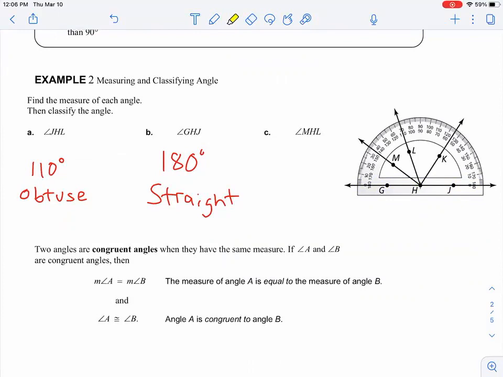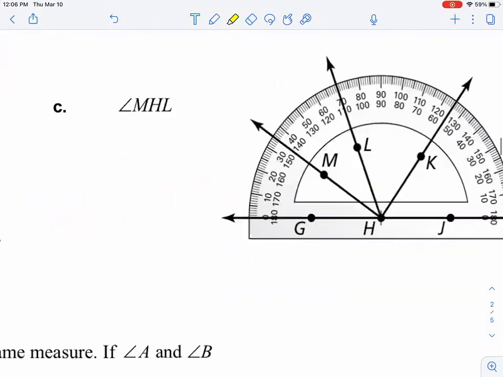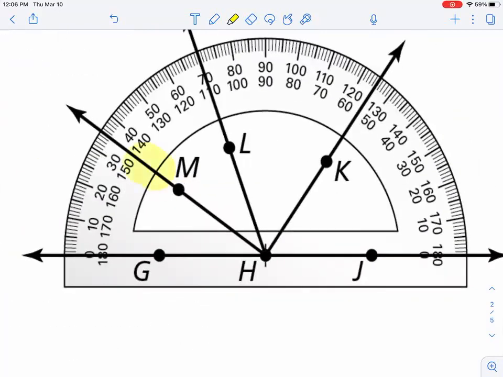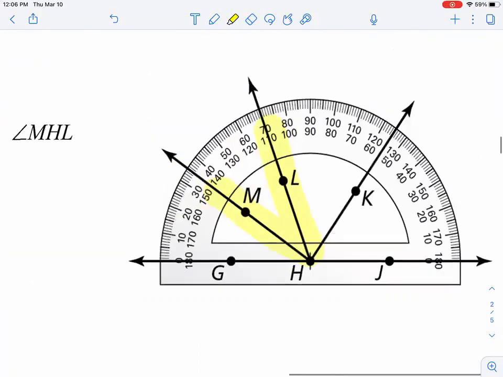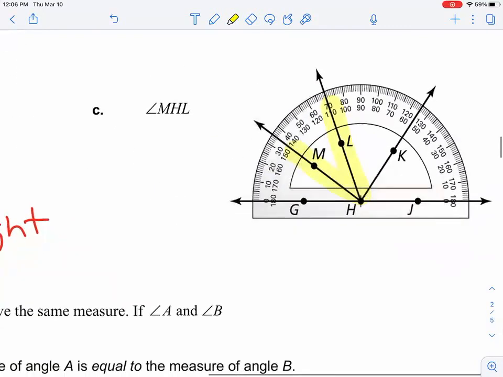All right, we got one more, MHL. So I start at M, go to H, and then go to L. I'm looking at that angle there. Acute or obtuse, which one? Acute, right? So that is an acute angle.